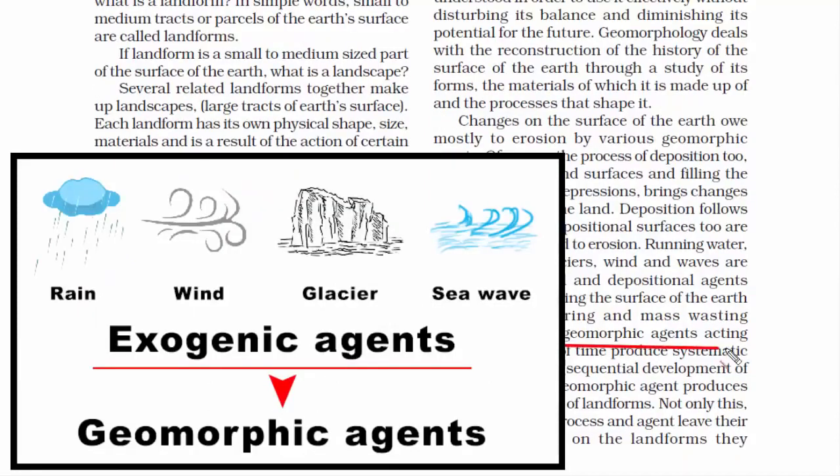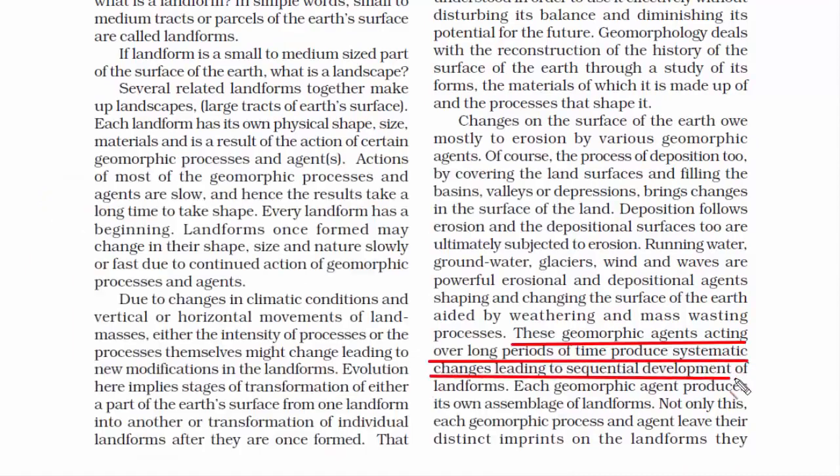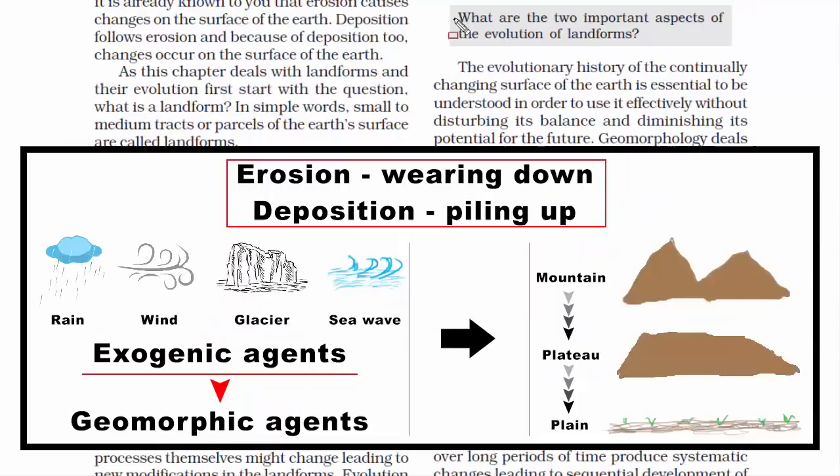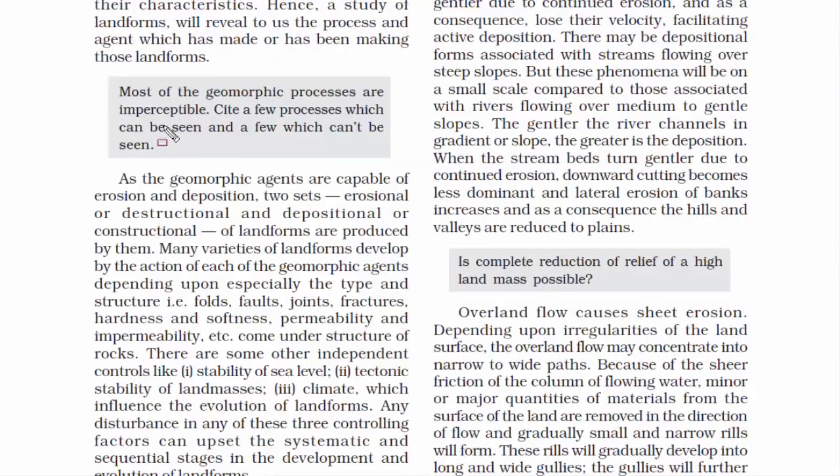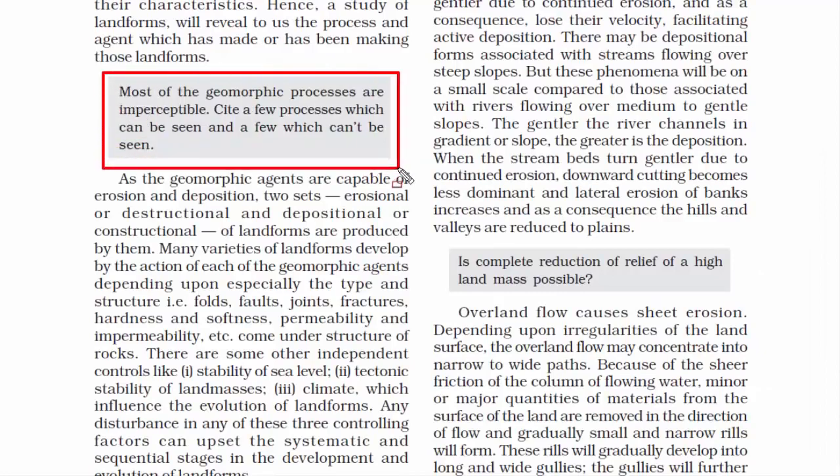These are called geomorphic agents, and they act over long periods of time and produce systematic changes leading to sequential development of landforms. Hence, we can also say that erosion and deposition are the two important aspects in the evolution of landforms. Now here it says most of the geomorphic processes are imperceptible. The meaning of the word imperceptible is undetectable, unobservable.